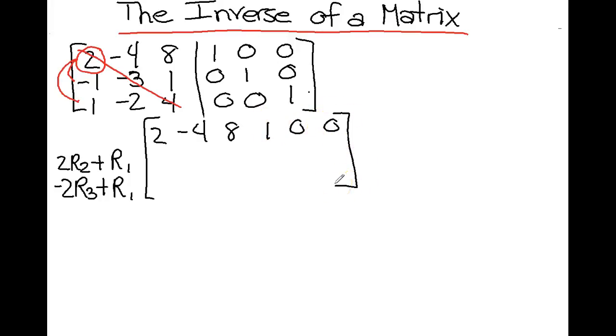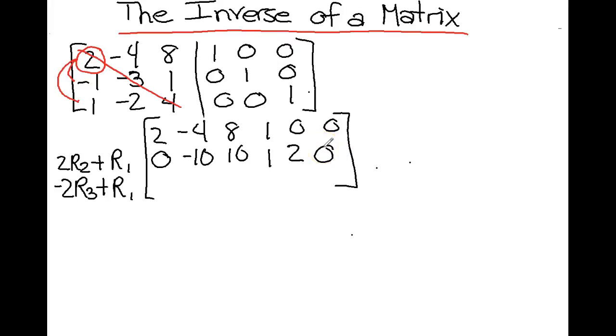Okay, so when I do the first operation, I'm going to take row 2 and multiply it by 2, so I get a -2 plus 2 is 0. -6 plus -4 is -10. 2 and 8 is 10. 0 and 1 is 1. 2 and 0 is 2. 0 and 0 is 0.